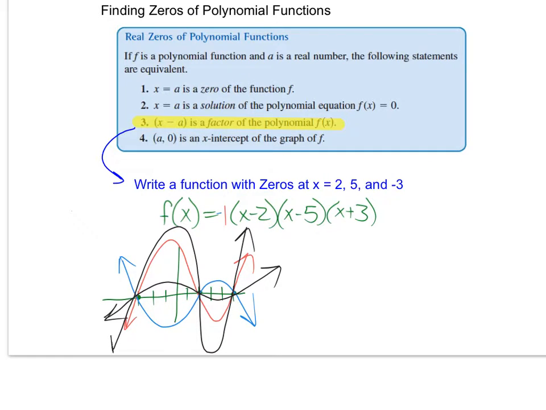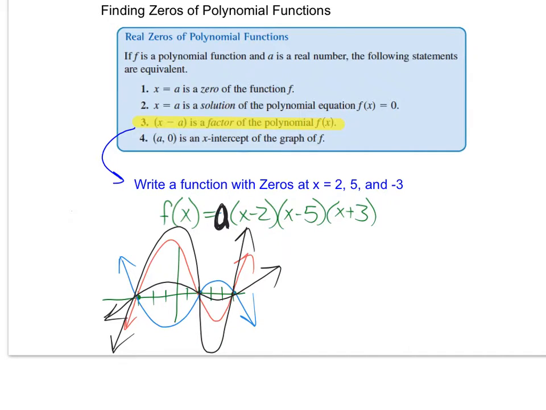Like this. The fact of the matter is there's an infinite number of functions with those zeros, and that's why we put our leading coefficient out here. After we write all of these factors out, we put a leading coefficient of a there, and a is going to determine which one of those infinite possibilities we want.